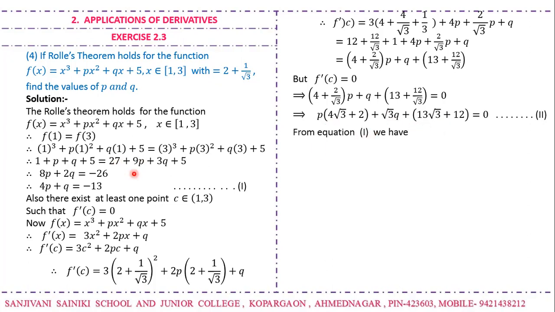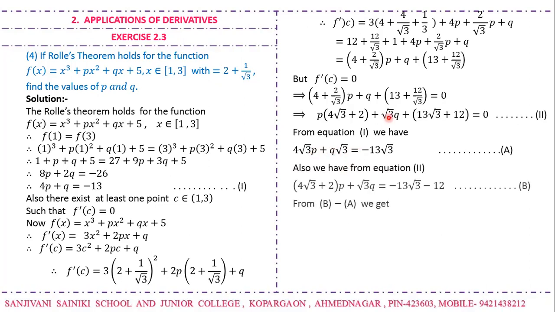From equation 1, we multiply this equation by root 3. Then this is our equation A, and this is from the second equation, our equation B. Then we subtract the first equation from the second equation. We will get 2p is equal to minus 12. So p is equal to minus 6.